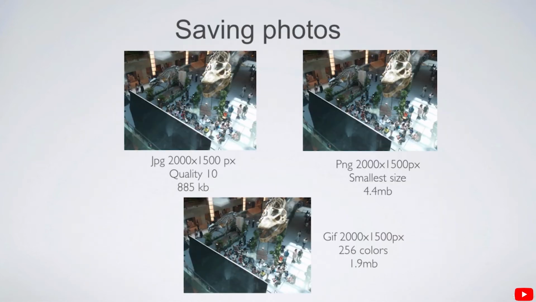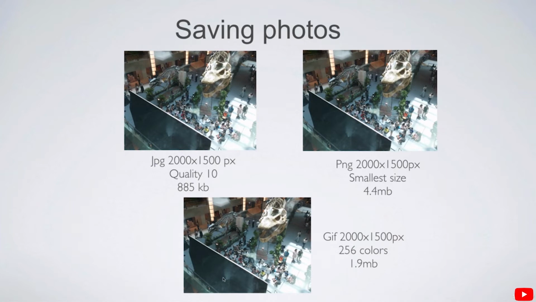Now, let's take a look at the differences between the 3 different formats. Here on the top left, we have a JPEG image that is only 885 KB in size. At the same resolution, the PNG version is 4.4 MB in size, 5 times bigger than the JPEG version. I will go through in detail in the next video what quality 10 here means and the smaller size means.